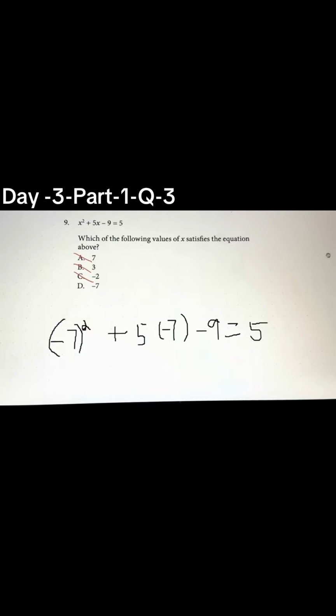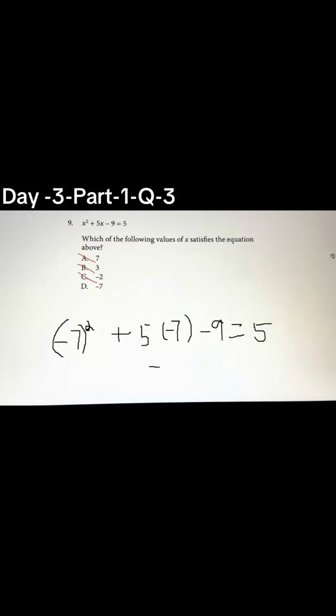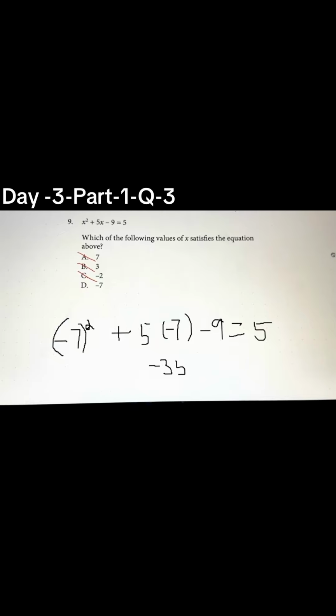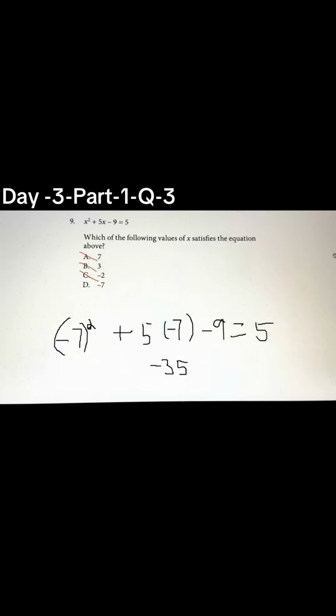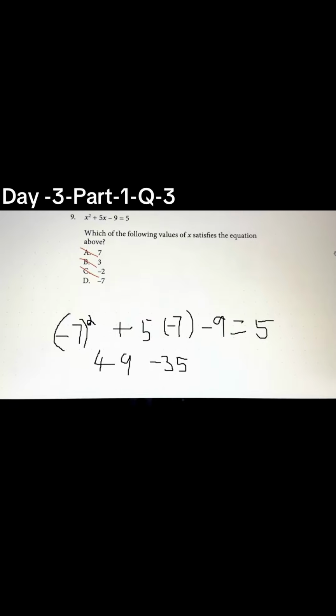So first we're going to do parentheses. So 5 times negative 7. 5 times 7 is 35, so it's going to be negative 35. Exponents. So we have negative 7 times negative 7 equals positive 49. So negative times negative is positive.